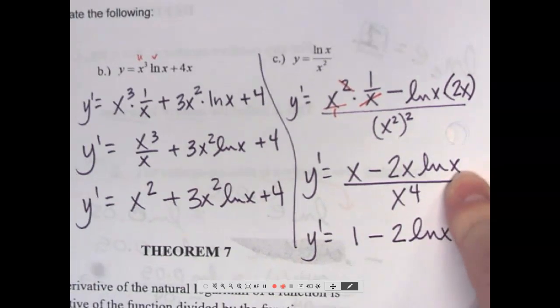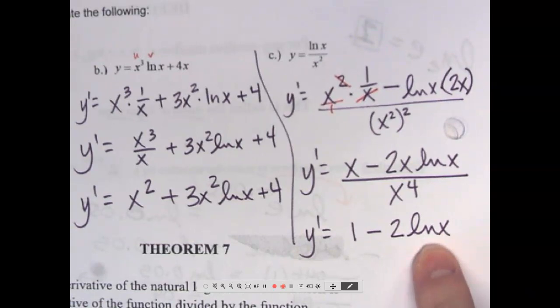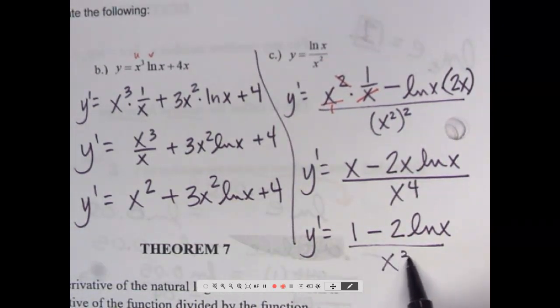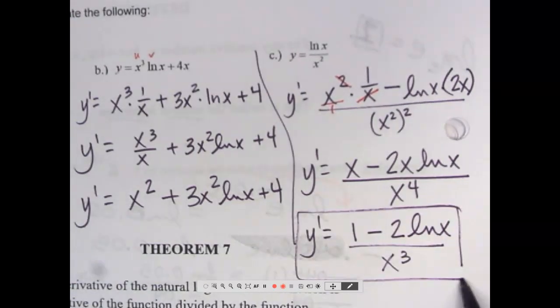Now, the x doesn't come out of this because it's part of the natural log. We're only dividing the coefficient there, and that becomes x cubed. Very nice.